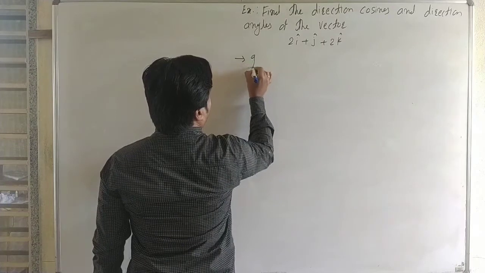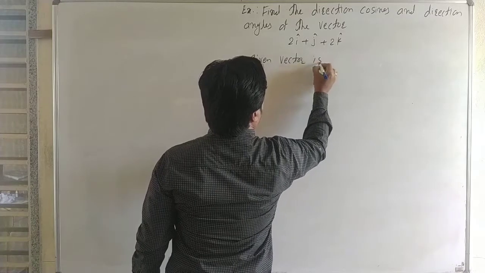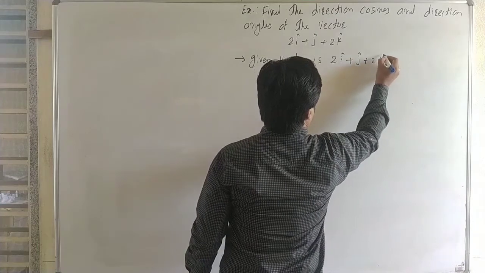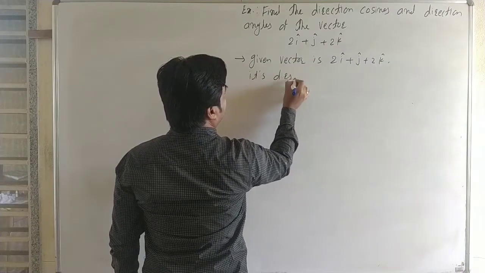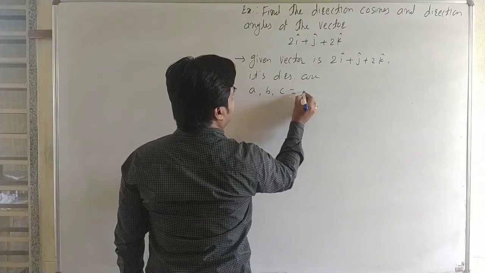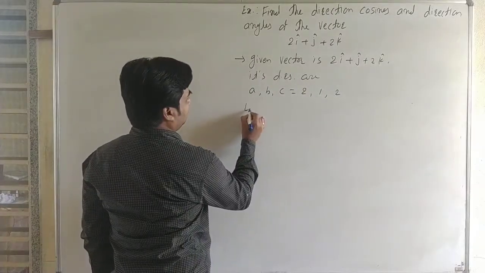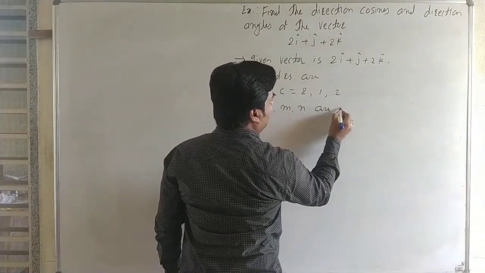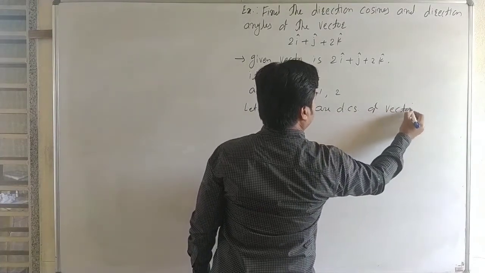Here the given vector is 2i cap plus j cap plus 2k cap. Its direction ratios A, B and C are 2, 1 and 2. Let L, M and N be the direction cosines of the vector.